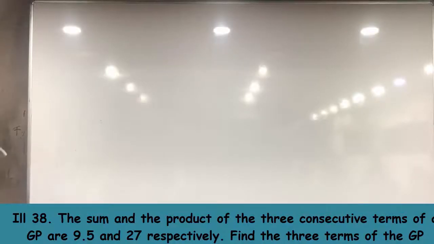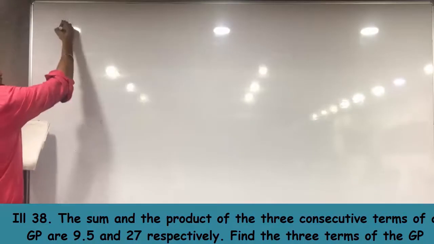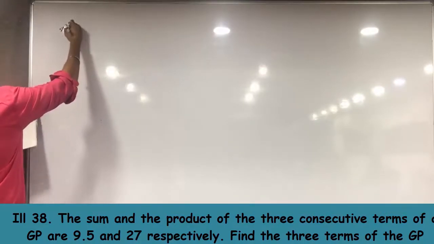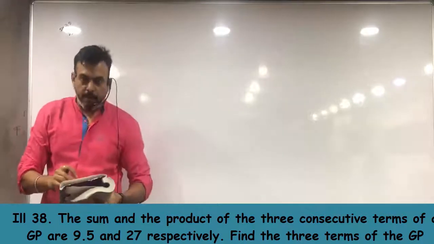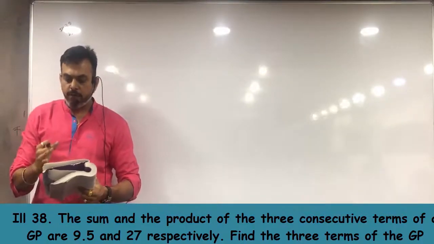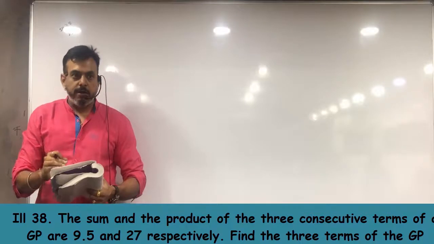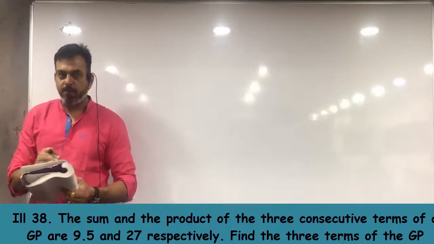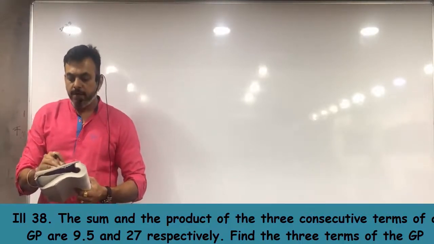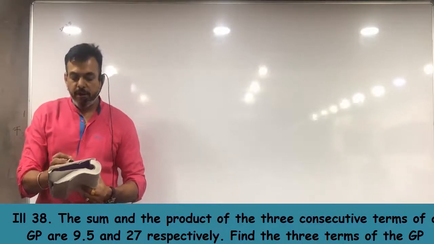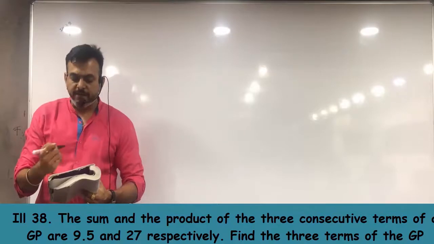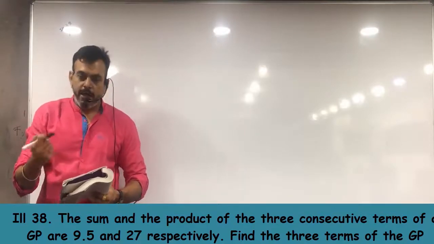Illustration number 38. The sum and the product of three consecutive terms of GP are 9.5 and 27 respectively. Find the terms of GP. Again, you can see over here three consecutive terms. तो इसको कैसे करेंगे? We have to first assume.